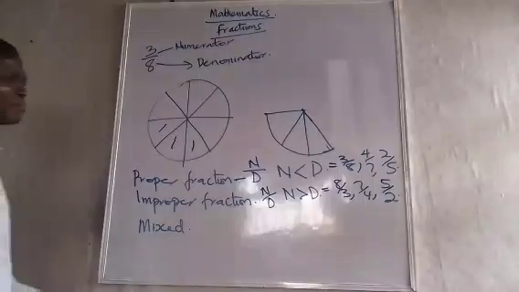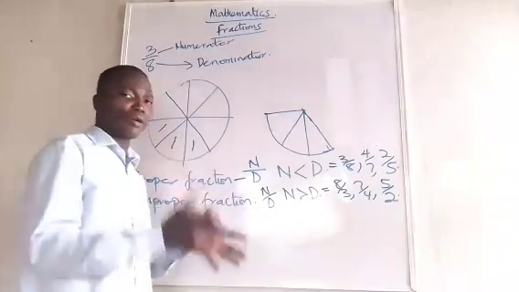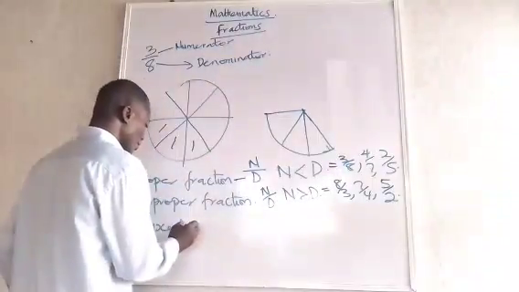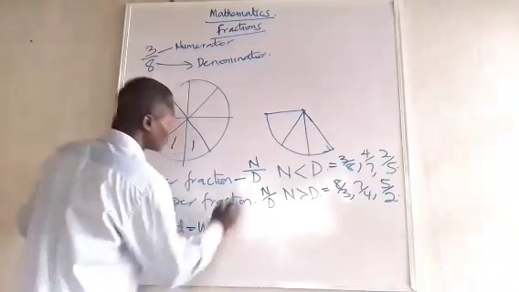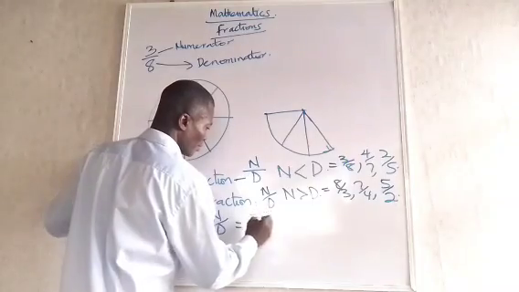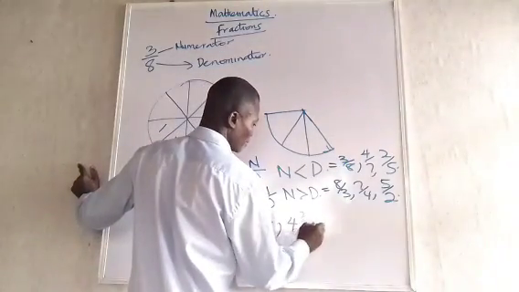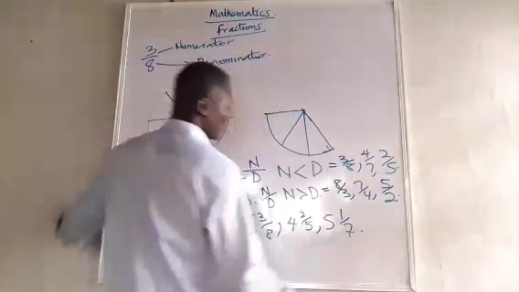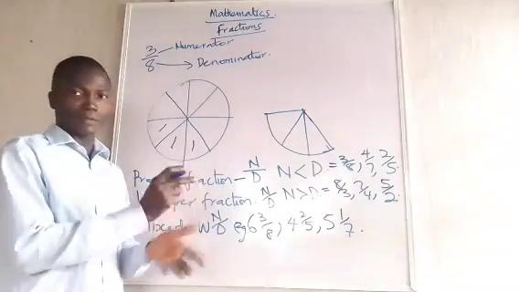But for mixed, why do we call it mixed? We have a whole number attached to a proper fraction, like this: W n/d, where W is the whole number. Let's say we have something like 6 3/8, 4 2/5, 5 1/7.